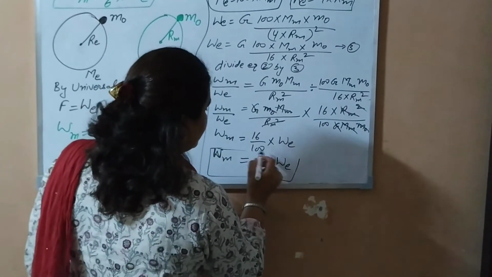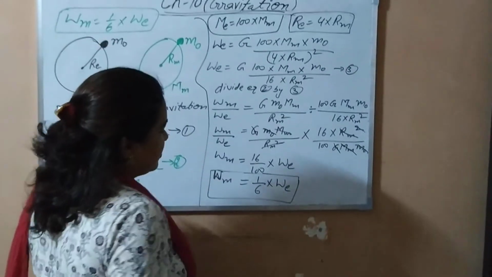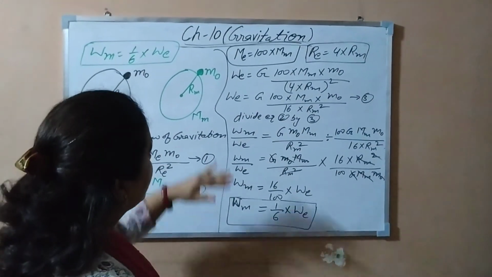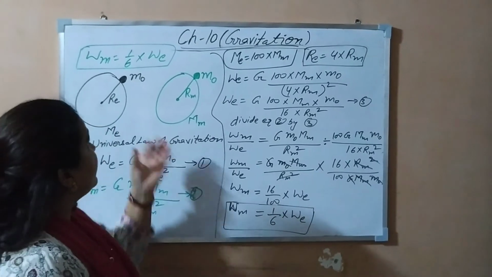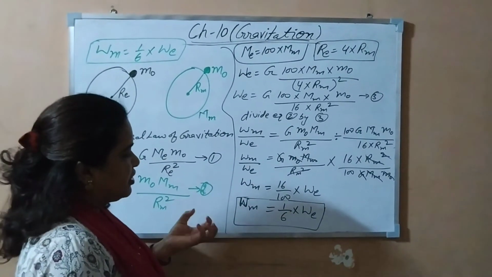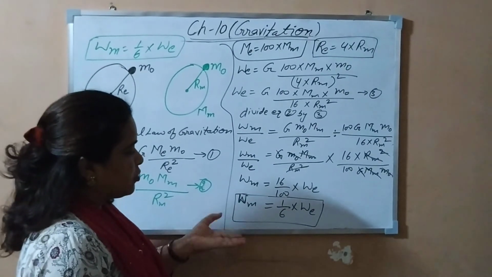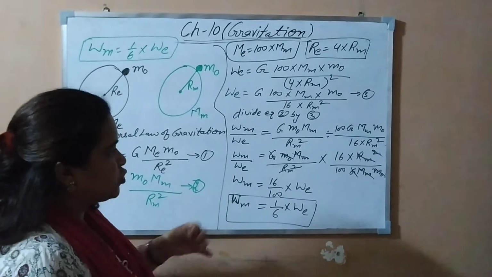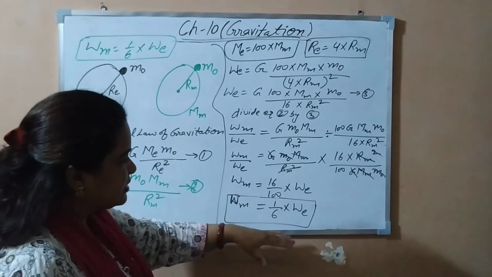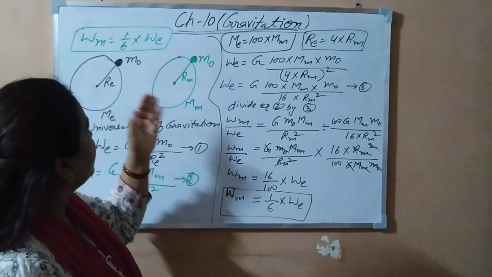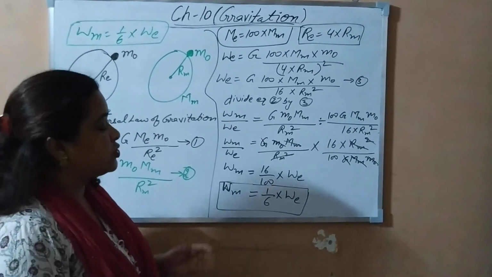Other numericals related to this we will do in the next video, but till here, today you have to learn this derivation. This derivation used to come in exams, to show that the weight on moon is 1/6 of the weight on earth, or what is the relation between the weight of an object on the moon surface and the earth surface. When you solve this, you will get this answer. So this is the derivation that the weight of an object on the moon is 1/6 of its weight on the earth's surface.